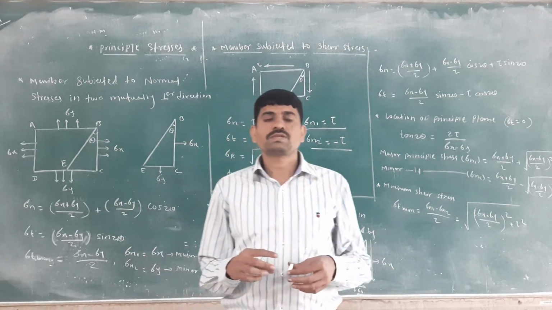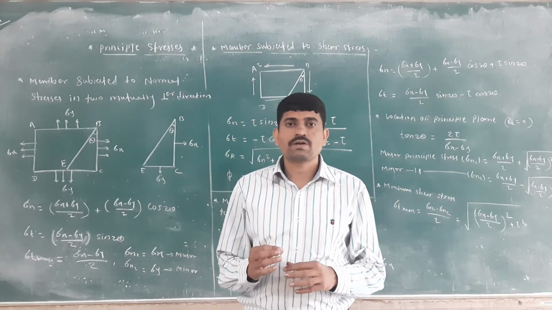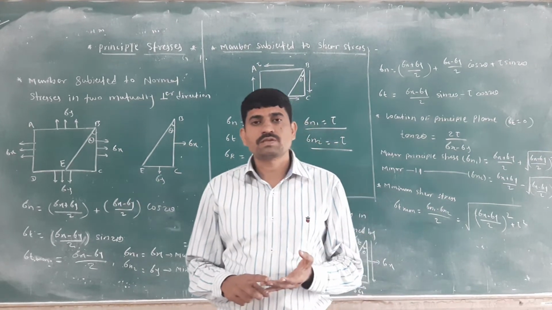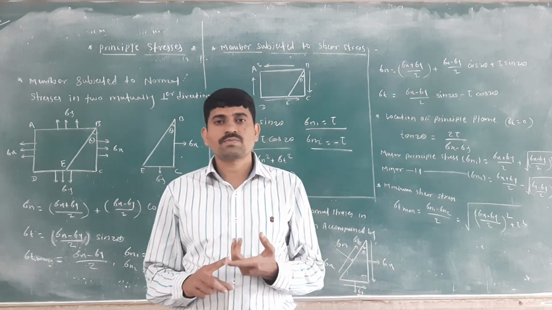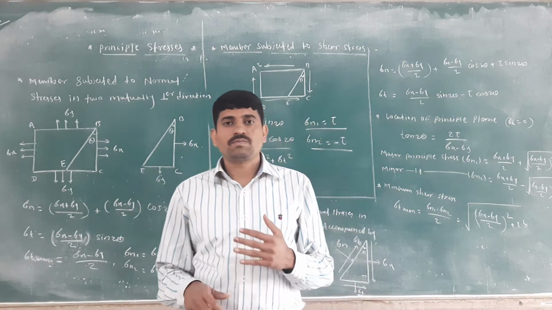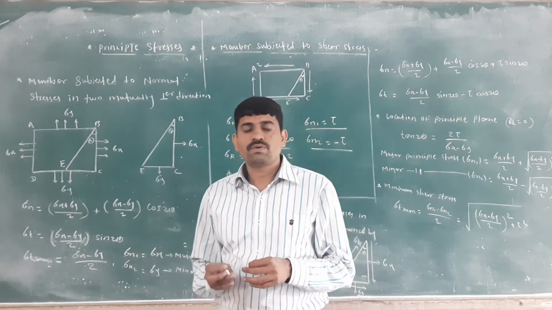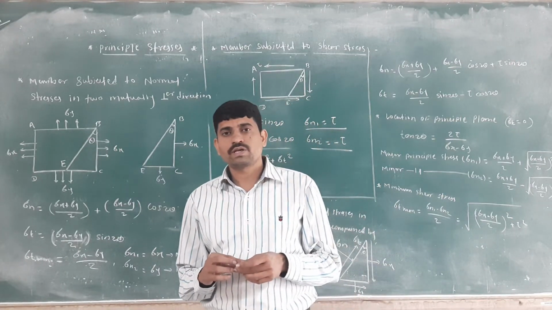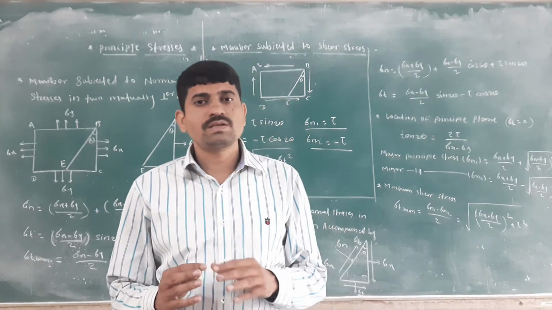Last lecture we started the principal stresses. We have seen the theoretical part of the principal stresses: what is meant by principal plane, principal stresses, and what is the major principal stress as well as minor principal stress. Also, we have seen the major and minor principal plane. And after that we have seen the resultant stress and angle of obliquity. Also we have seen the sign convention for the principal stresses.